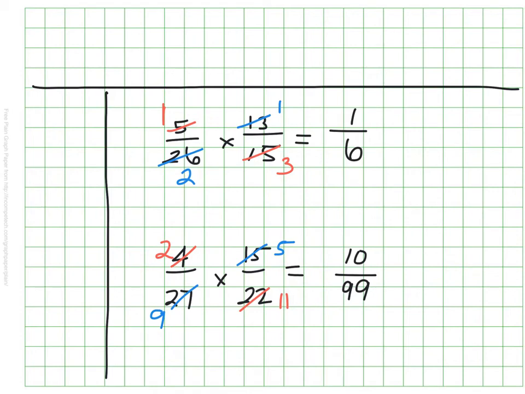How'd you do? I noticed that the 4 and 22 were both divisible by 2, so I took care of that first. Then I noticed that 15 and 27 could both be divided by 3, so I did that next. And when I multiplied what was remaining, I ended up with 10/99.